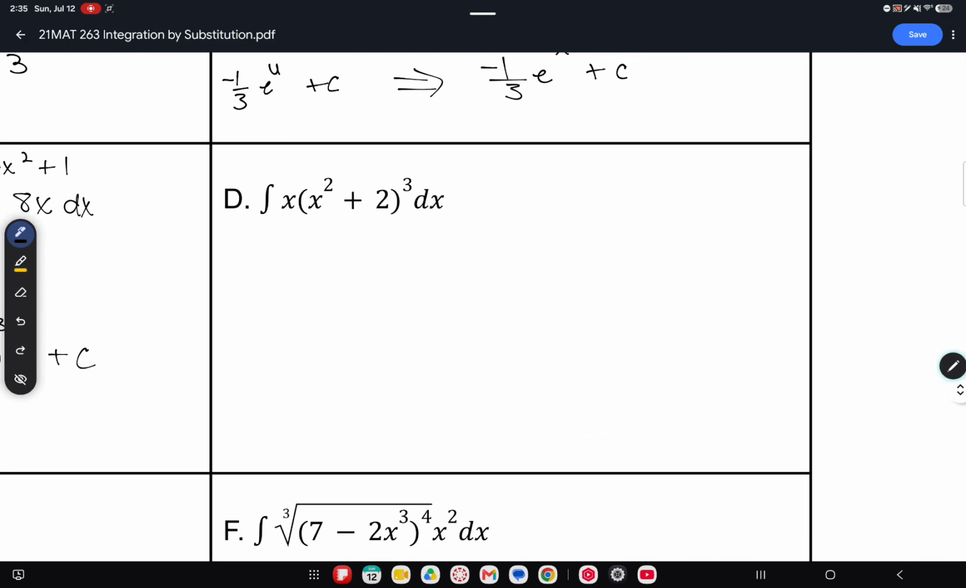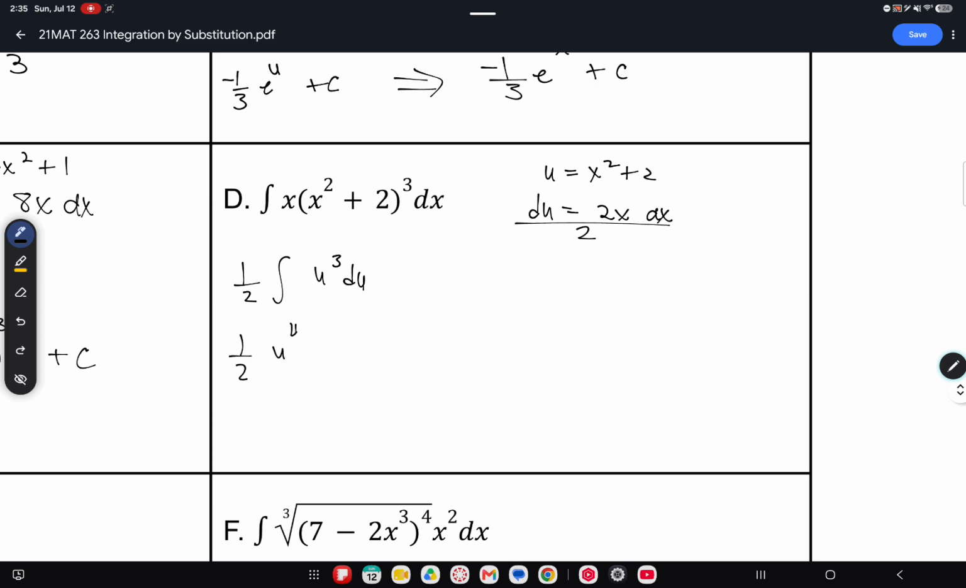All right, I have another grouping here. So let's try that. u is x squared plus 2. So du is 2x dx. And then I have x dx, so I want to divide both sides by 2. So 1/2 times the integral of u cubed du.